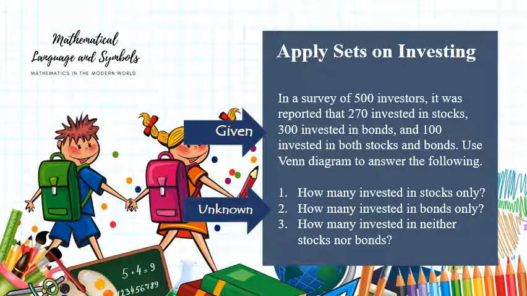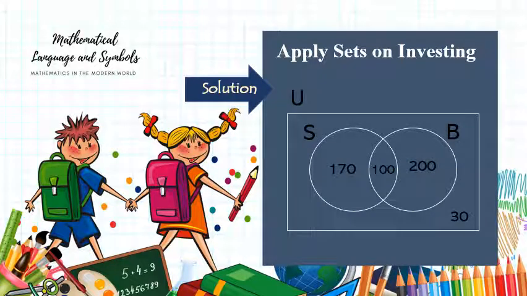How many invested in bonds? 300. In stocks, 270. But the question is, how many invested in neither stocks nor bonds? So we don't have the answer yet in the given. We need to solve it. How shall I solve this? The Venn diagram can show you that. Here is the solution. We begin by filling up the region S intersection B. That is the common 100. There are 100 investors who invested in stocks and bonds.